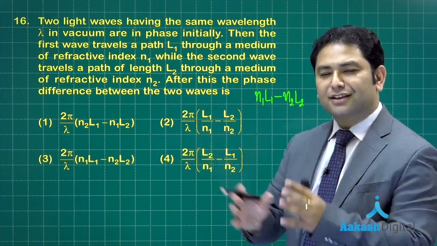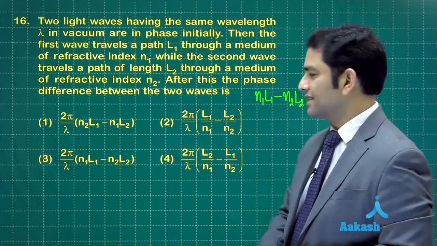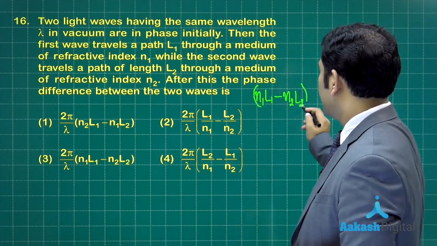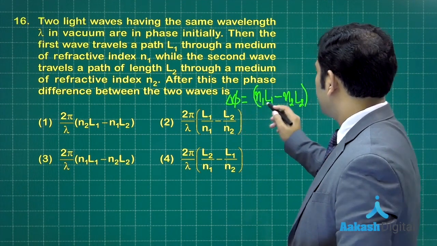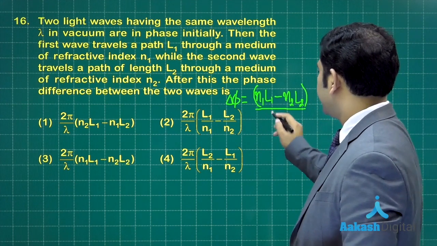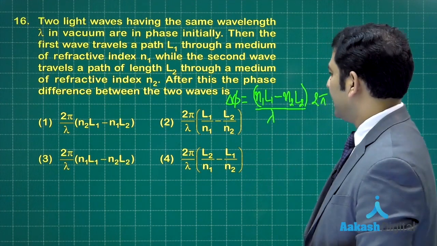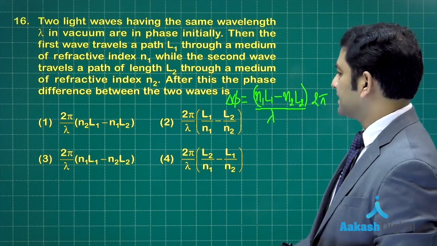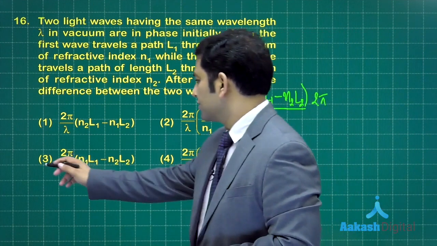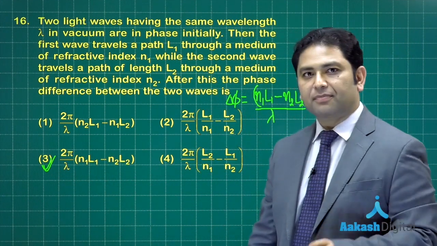And the path difference has been calculated, but we need to calculate the phase difference. And how are we going to do that? You know that the phase difference will be equal to path difference divided by lambda into 2 pi. Let's hunt. Where do we have that? Okay, 2 pi by lambda into (N1 L1 minus N2 L2). So that will be option number 3 as the correct one.